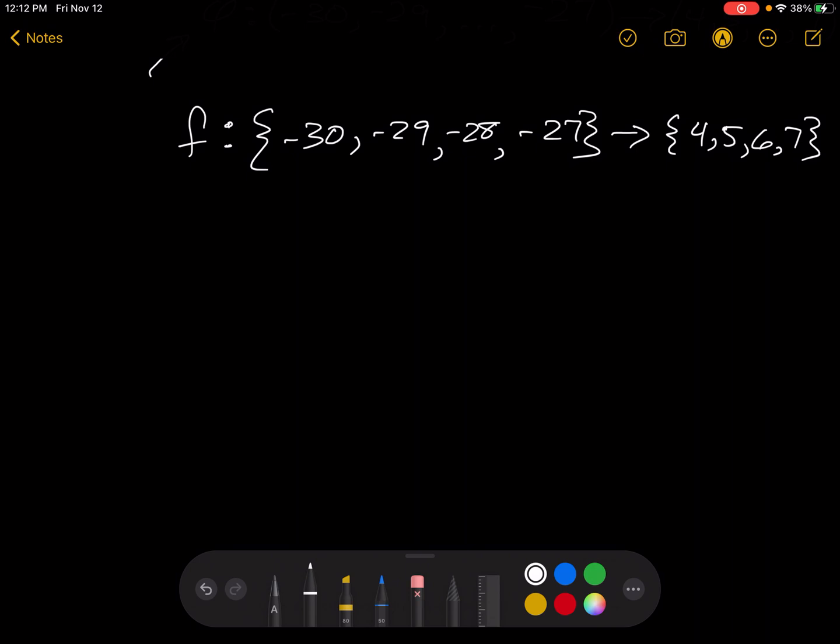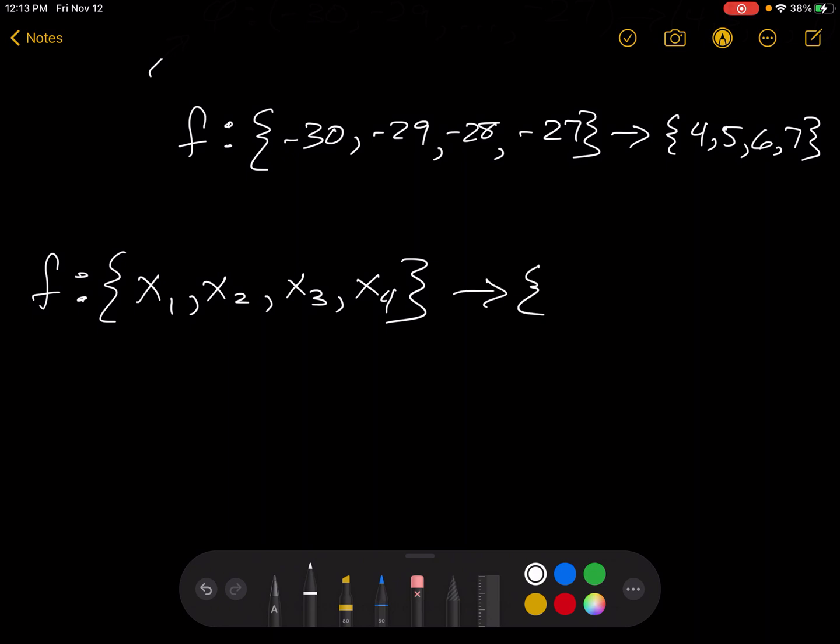And we could rewrite this as f from x1, x2, x3, x4. Now you may have 5 numbers in your domain, and so then you would want to have x1, x2, x3, x4, x5. You may have 6 numbers, then you would want to have x1 through x6, etc. Here I can rewrite this as y1, y2, y3, y4.